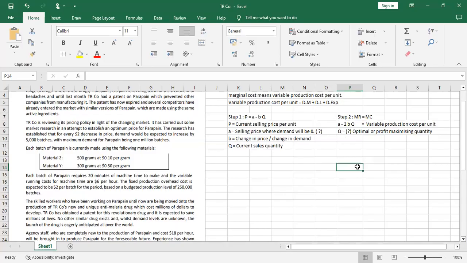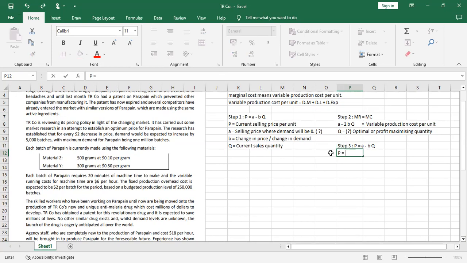In step number two, you will calculate the value of Q. And then you will solve step number three. Step three is once again the same equation, P is equal to A minus BQ. But this time we have the value of A, which we determined in step number one. We have the value of Q, which we determined in step number two. We have the value of B, which is change in price divided by change in demand. So now we are calculating price.